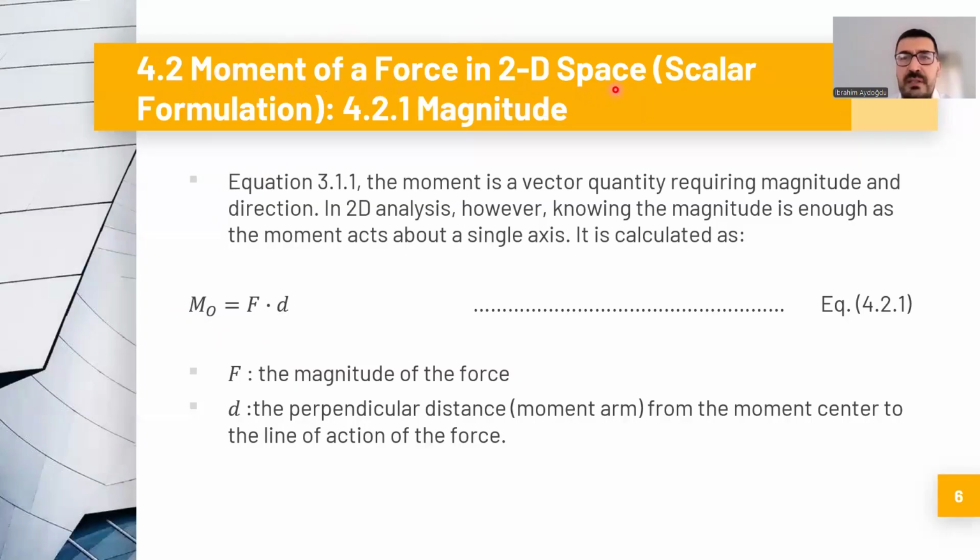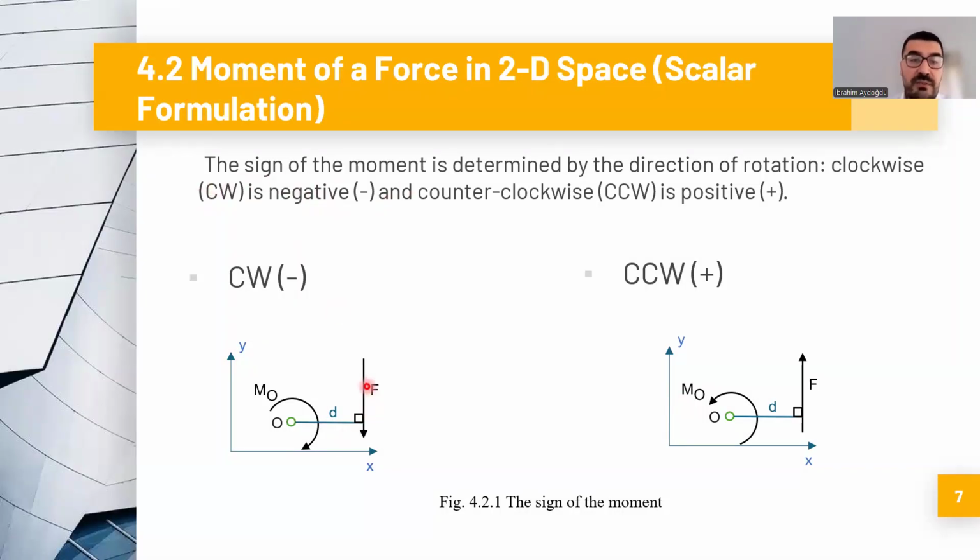In 2D space, the direction of the moment is out of the plane. In other words, the moment has only one component. In this case, magnitude is sufficient to calculate the moment. So this can be calculated by multiplication of the magnitude of force and the moment arm. Sign of the moment is important. If our force tends to rotate in the clockwise direction, we assign the moment a negative sign. If our force tends to rotate in the counterclockwise direction, we assign the moment a positive sign.